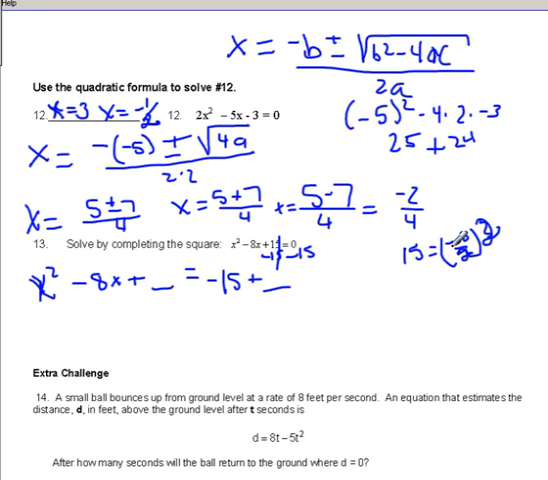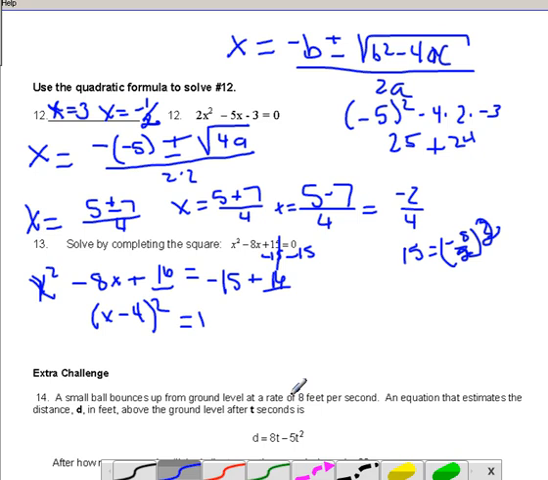Okay, so we did it over here. Negative 8 over 2 is negative 4, squared is 16. So this should be 16, and this should be 16. So then, write this as a square by dividing the negative 8 by 2, which is negative 4. So (x minus 4) squared. Now if I took x minus 4 and multiplied it by x minus 4, I would get this trinomial right here.